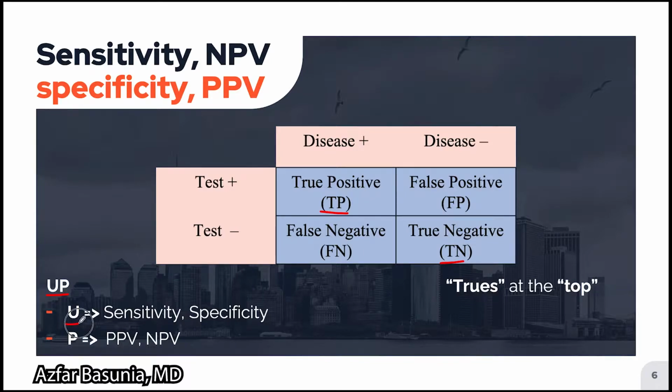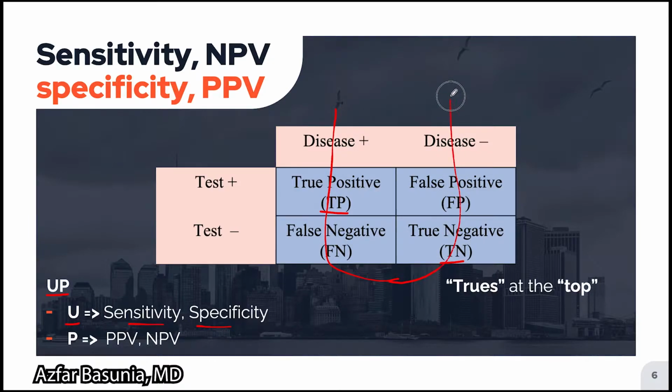So the U helps me to remember the formulas for sensitivity and specificity. The first arm of the U tells me how to calculate the sensitivity. We can see that it passes through true positive, so true positive goes on the numerator for sensitivity. It also passes through false negative. That means true positive plus false negative gives me the denominator for sensitivity.